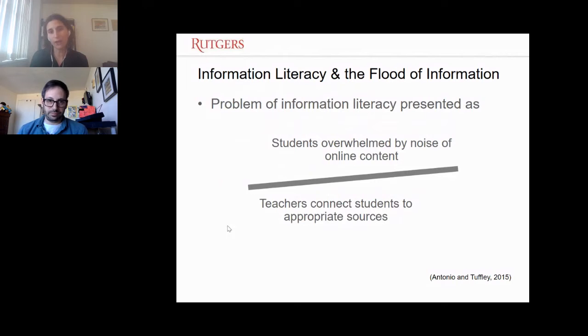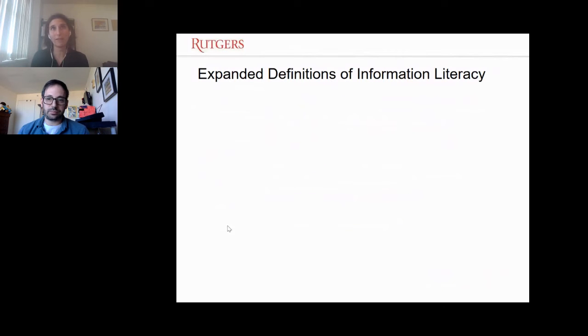And that's kind of where the conversation ends: once students are connected to those sources, they are literate to use them. We want to broaden this definition of information literacy to think about what students can be enabled to do once they're connected to sources. And that connection is really just the beginning.